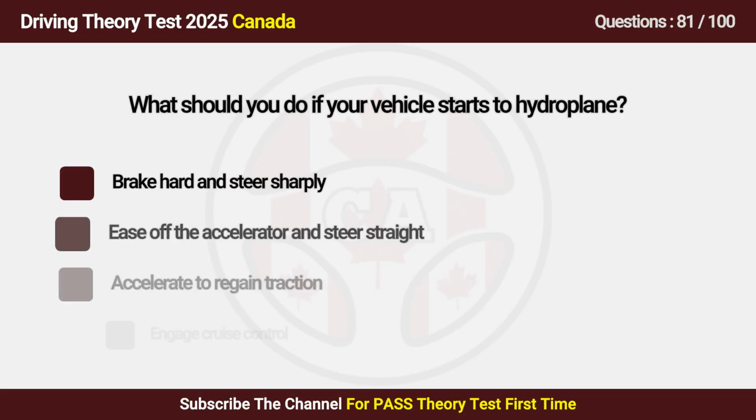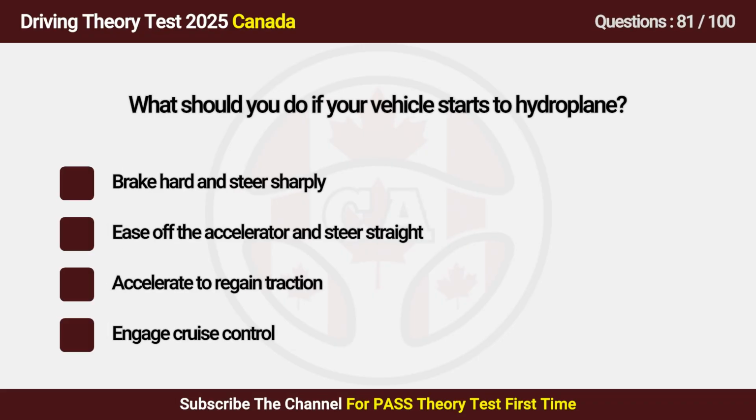Question 81. What should you do if your vehicle starts to hydroplane? A. Brake hard and steer sharply. B. Ease off the accelerator and steer straight. C. Accelerate to regain traction. D. Engage cruise control.